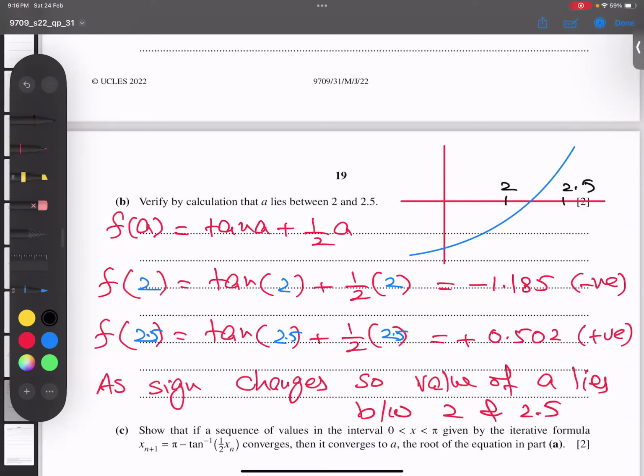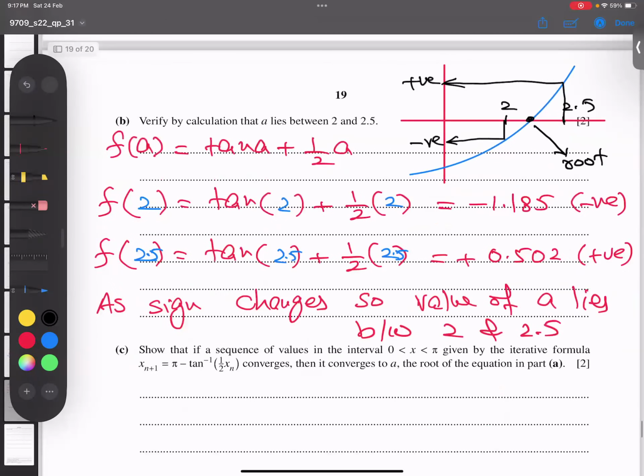Against 2, sorry, I'm getting a negative answer, and against 2.5, I'm getting a positive answer. So you can see this is a positive answer and this is a negative answer. And it is 100% sure this point of intersection is called the root, or the solution, or the answer. So I think this part is very, very clear.